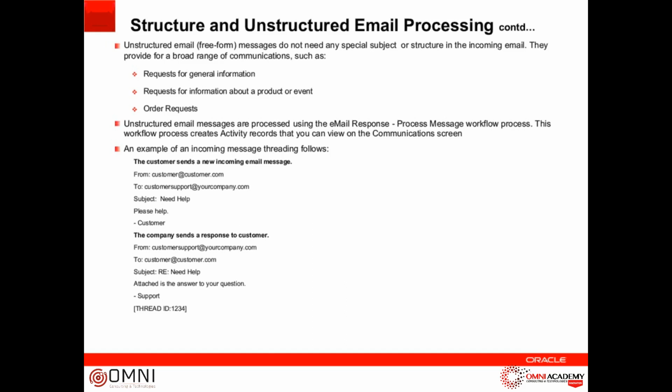Unstructured email or free-form messages do not need any special subject or structure in the incoming email. They provide a broad range of communication such as requests for general information, requests for information about a product or event, and order requests. Unstructured email messages are processed using the email response process message workflow. This workflow creates activity records that you can view in the communication screen. Below we see an example of unstructured message threading.